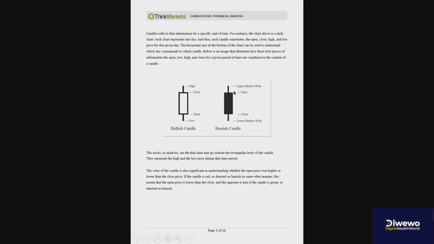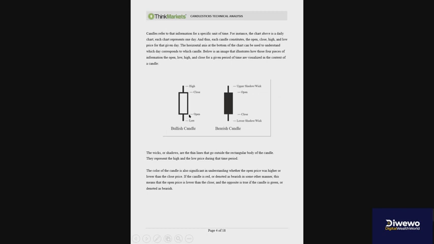Now let's go to the bearish candle. We always have the same thing, high and low. They are the same thing. Like I said, we call them wicks or shadows. So don't forget, this is going down, so it has to open here and close here. There's a little difference between the bullish candle and the bearish candle.